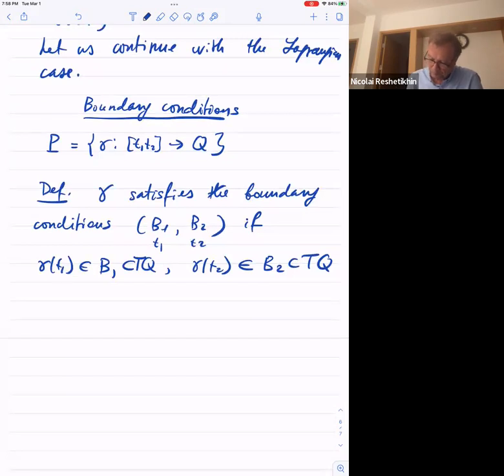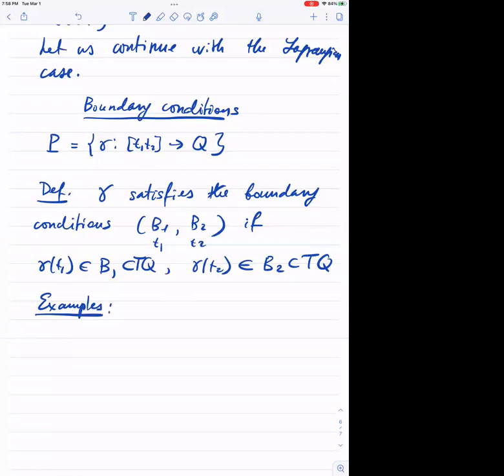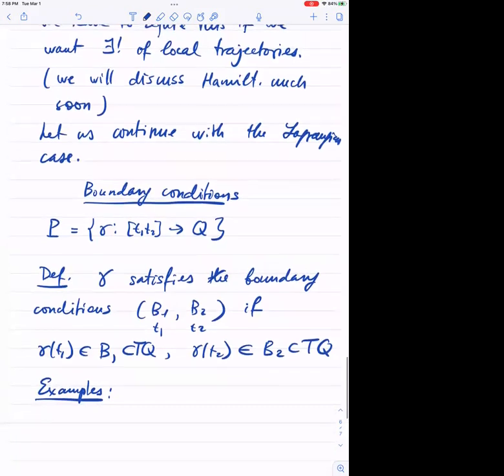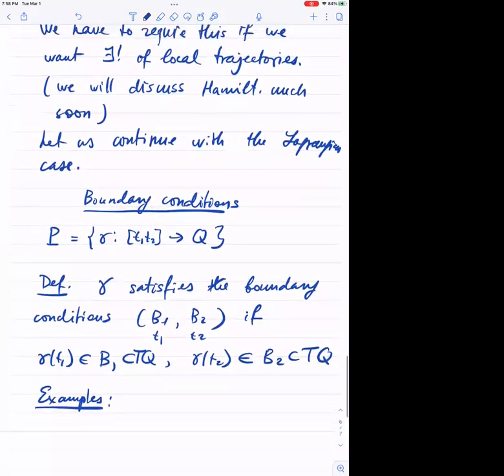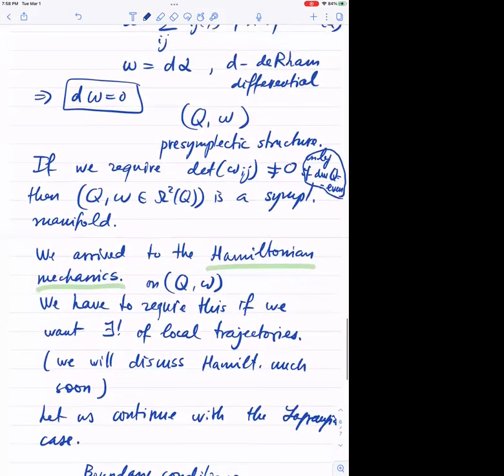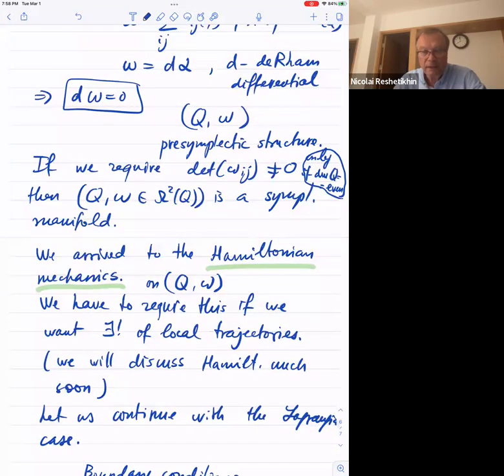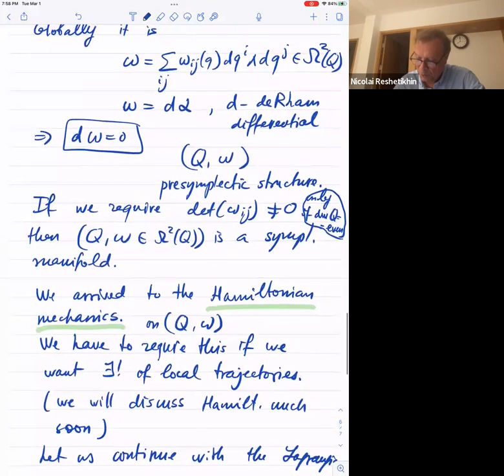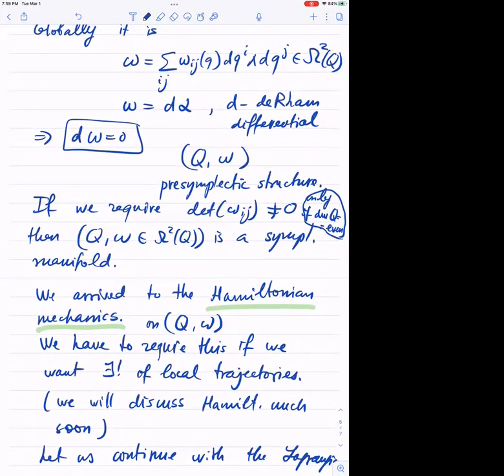Examples. Sorry, just a question before we go on. Are there names for the degenerate cases between the Lagrangian and the Hamiltonian case? I don't know. I'm sure people in mechanics studied them. You mean the case when... Yeah, when there's some dependence, yes, yeah.